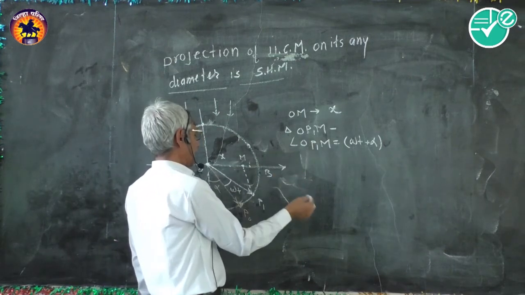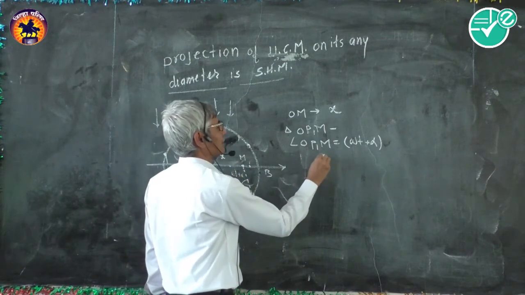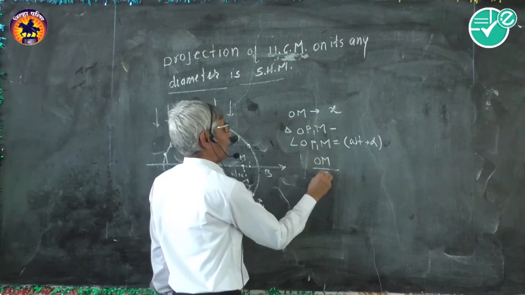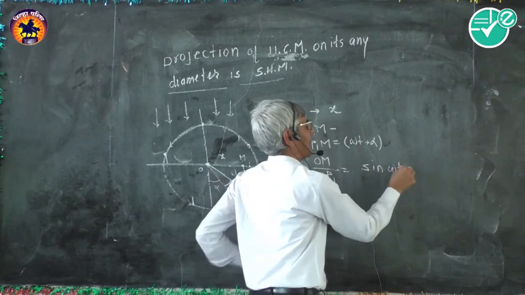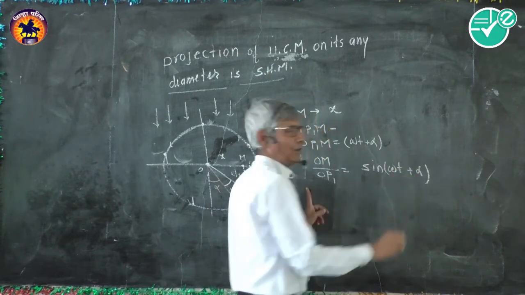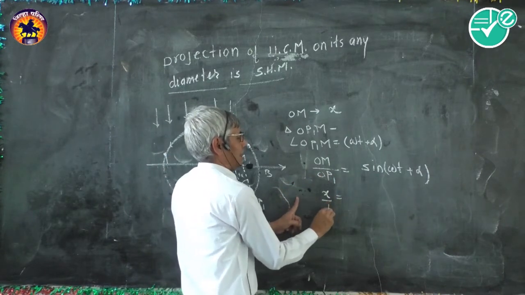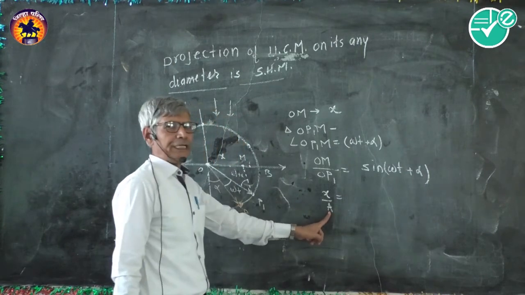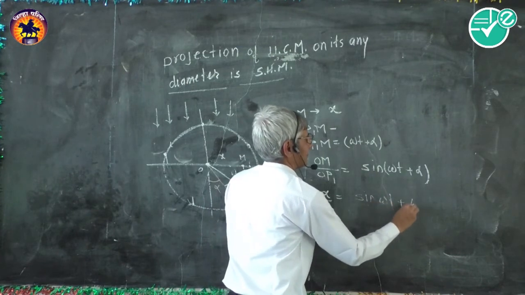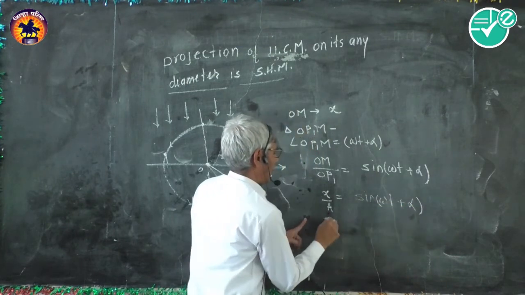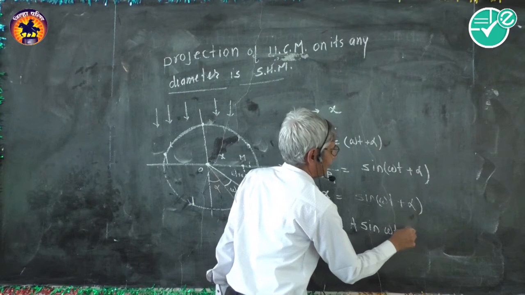So, in this right angle triangle, we can write OM divided by OP1 is equal to sin of omega t plus alpha, where OM is x, and OP1 is the radius which is equal to A. So A is equal to sin omega t plus alpha, or x equal to A sin of omega t plus alpha.